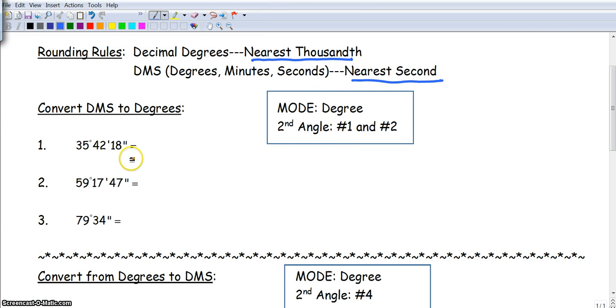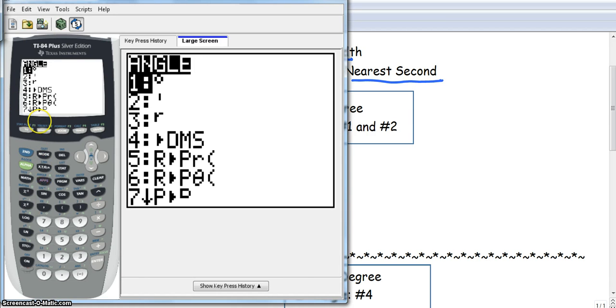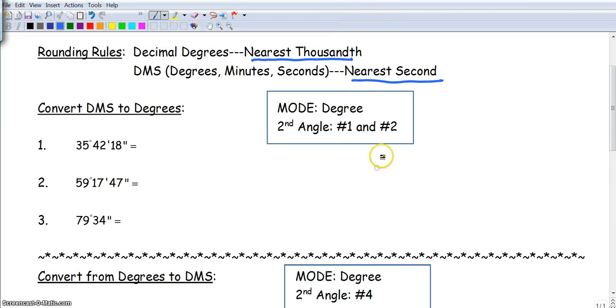Alright, so let's type in 35 degrees, 42 minutes, and 18 seconds. Second angle, degrees, 42, second angle, minutes. And then for the seconds, you're just going to use the quotation marks. So that's second alpha, and the quotation mark is right above enter. And when you press enter, you get 35.705, and this is in degrees.